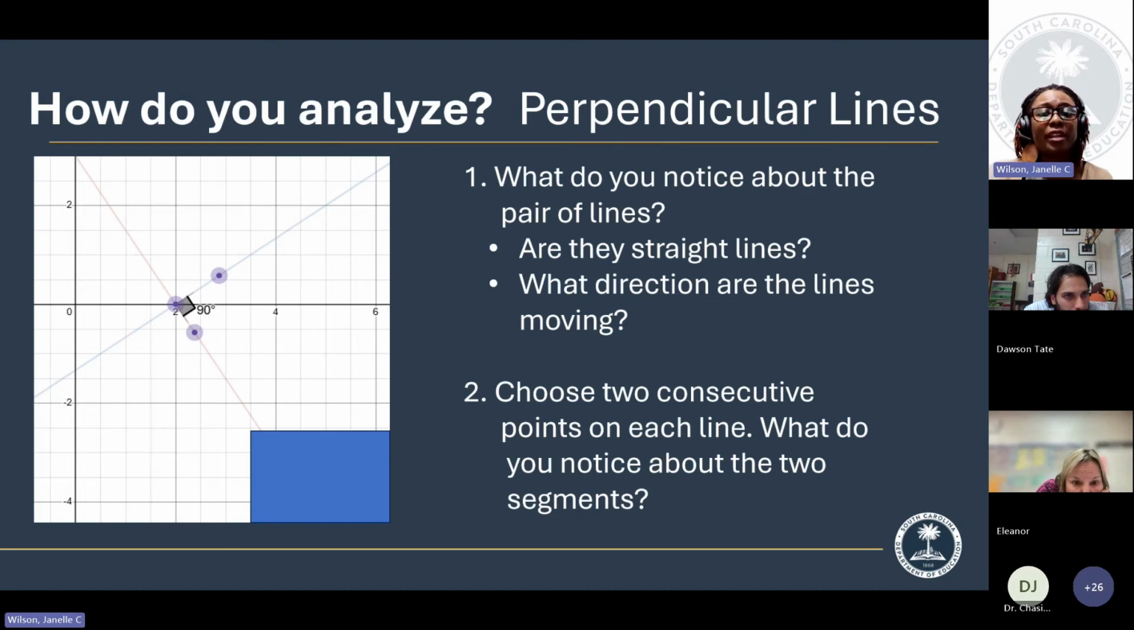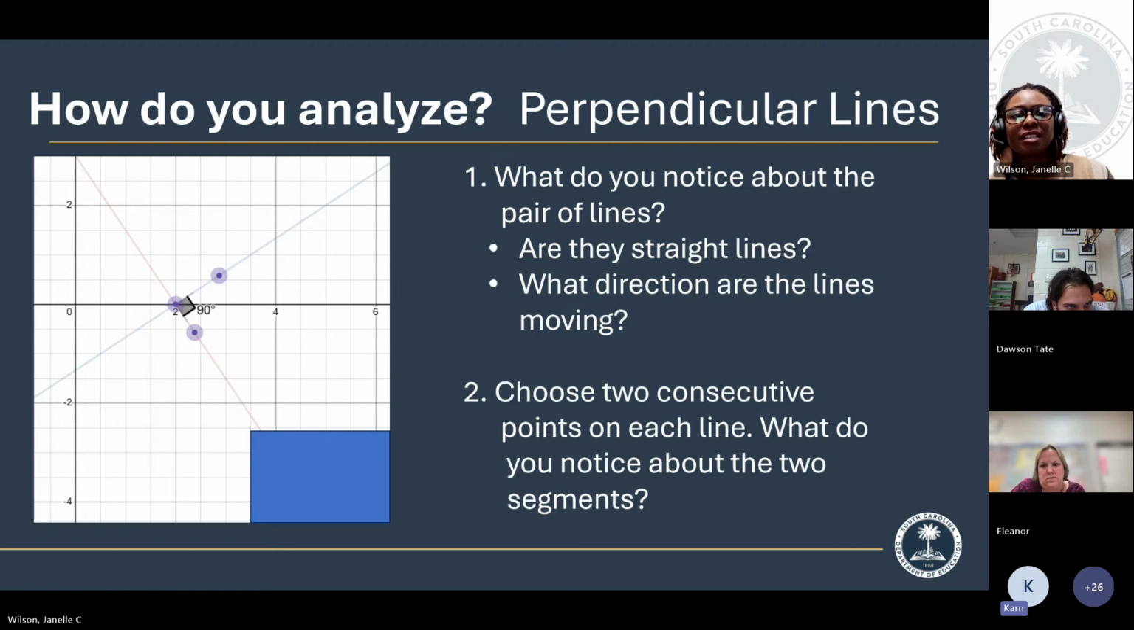So we have proof that they are intersecting lines. What are we going to find out when we talk about the slope? If we were to look for the slope of these lines using the triangle method or picking two consecutive points on each line, what would you notice about the two segments? Okay, we have opposite reciprocals in the chat. What else would you notice?